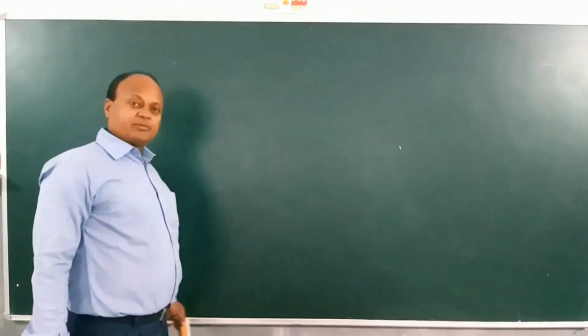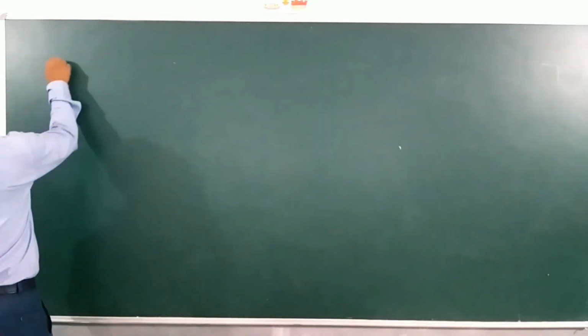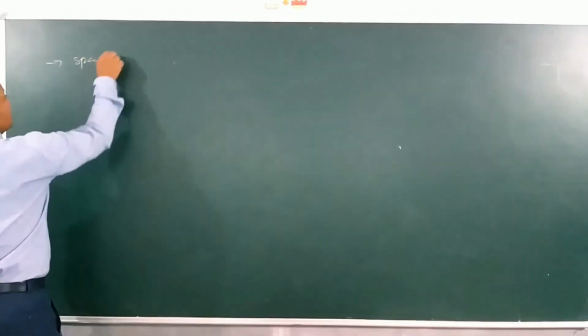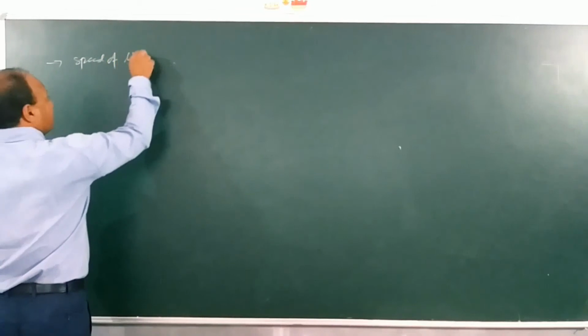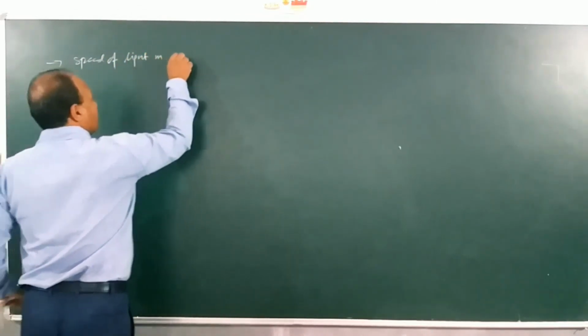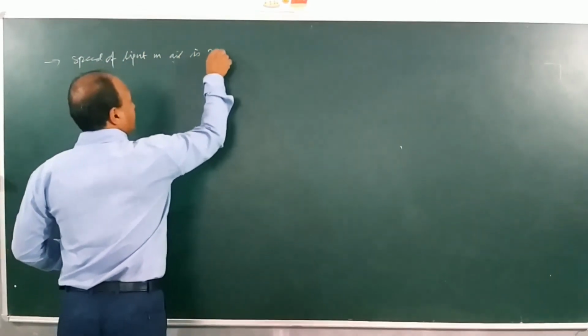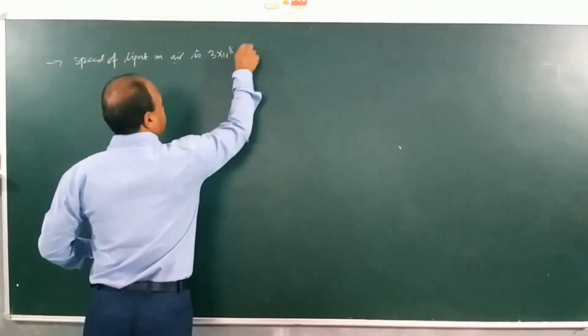Now we'll see another problem. Speed of light in air is 3 into 10 power 8 meter per second.